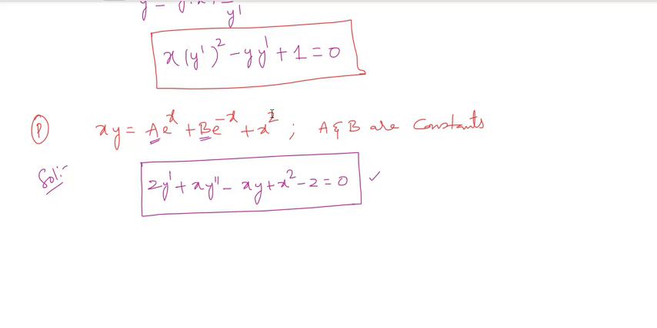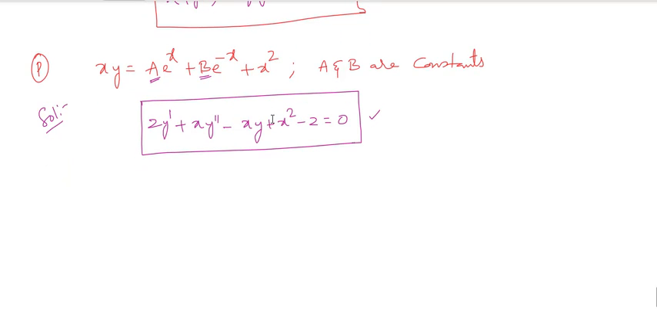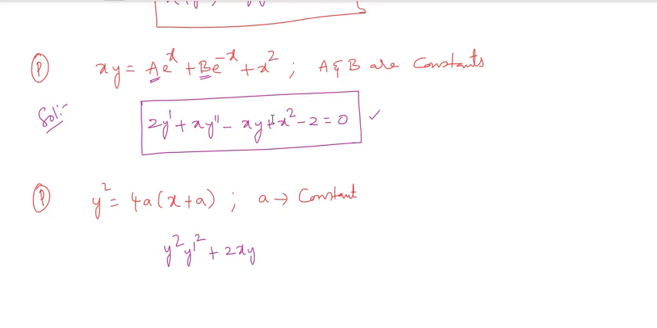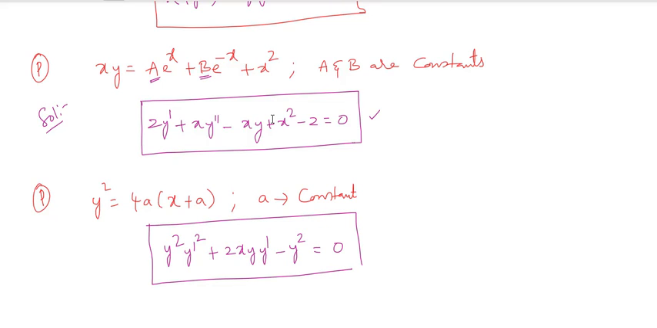Next, one more problem as homework. y square is equivalent to 4a into x plus a, where a is a constant. One time if you are doing differentiation, it's more than enough. I'm giving the answer directly: y square, y dash square plus 2xy y dash minus y square is equal to 0. Check it out. If you are not getting it, WhatsApp me and I will give the solution.